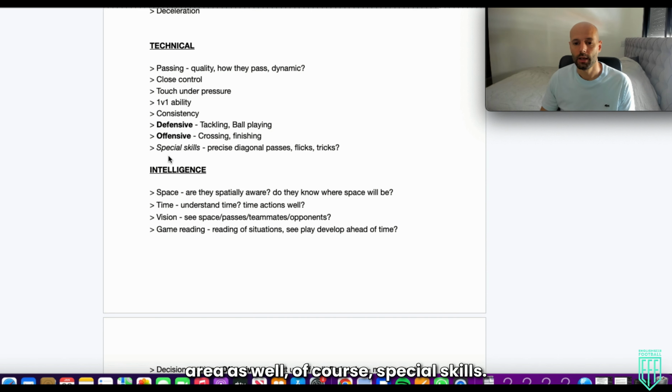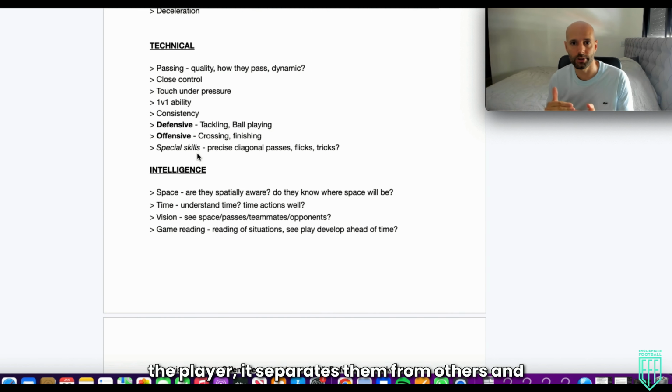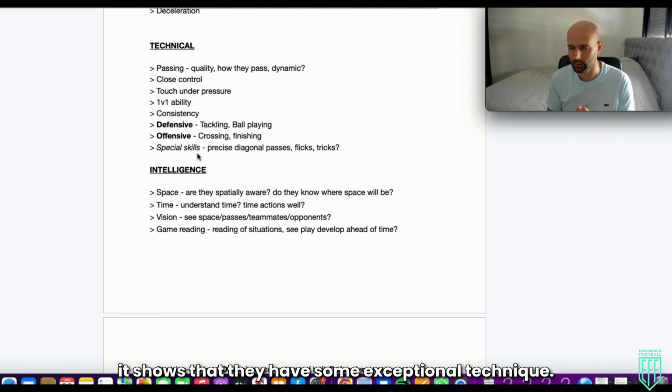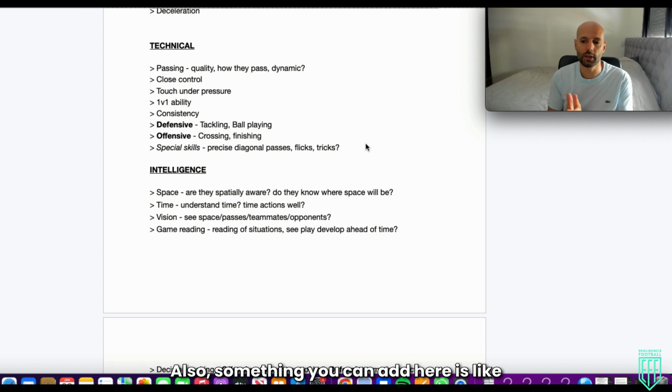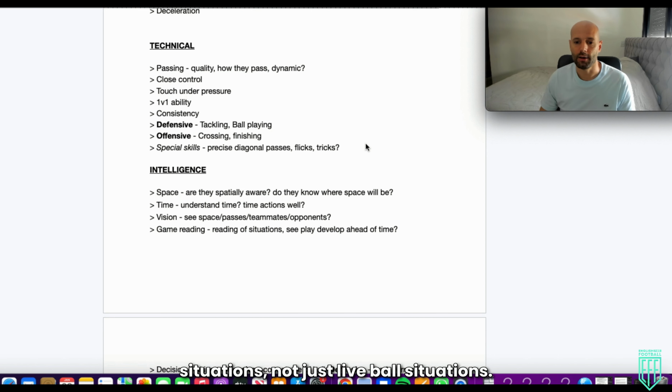Special skills. So this is something you can add if you see something here that you think is a bit of an X factor about the player. It separates them from others and it shows that they have some exceptional technique. So it could be a precise diagonal pass. Think of Toni Kroos, something that's very precise and does it with a lot of frequency and consistency. Flicks with the ball, skills that they use, and tricks as well. Also, something you can add here is set pieces, like free kicks and corners. How's their quality from these dead ball situations, not just live ball situations?